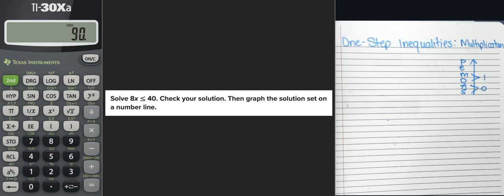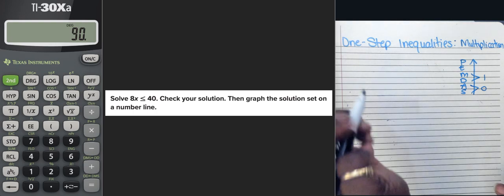All right, so now we are moving into solving one-step inequalities, but these problems will be about multiplication. The one that we have here is they want us to solve 8x is less than or equal to 40. We need to check our solution. We also need to graph the solution set on a number line.